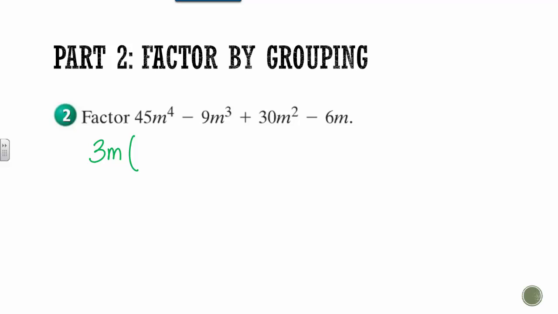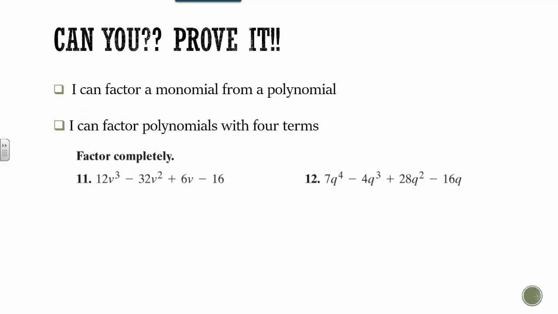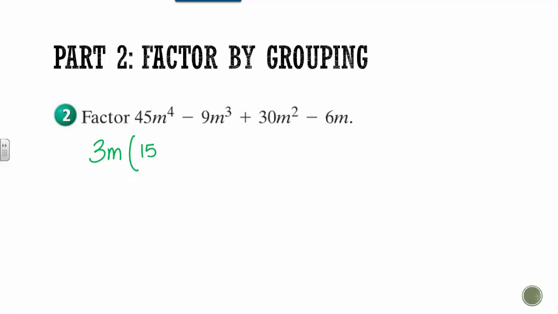So to get 3 from 45, remember we're going backwards. We're trying to ask ourselves, what do you have to multiply by 3 to get 45? So if you don't know it off the top of your head, divide it and you get 15. I need 3 more M's. This will give me negative 3 M squared, 10 M, and then minus 2. So because I have 4 terms here, I need to check to see if I can factor by grouping.